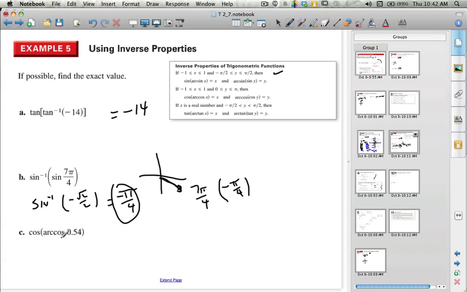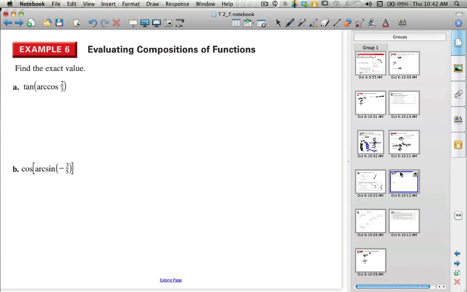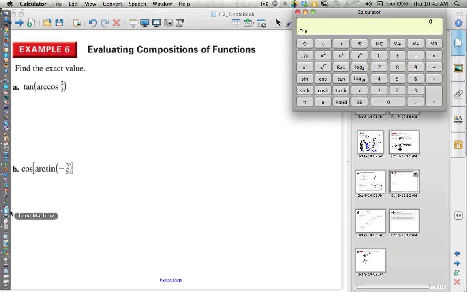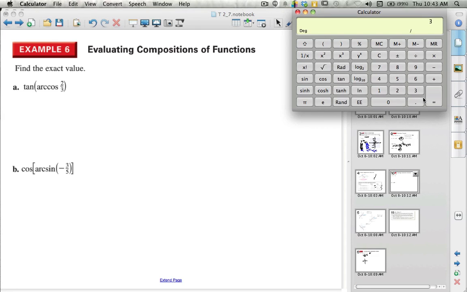And here, cosine, arc cosine, this certainly fits within, it'll just be 0.54, where the cosine and the arc cosine cancel each other out. Okay, that's the way you go through these guys. Now this is a little different. Right, so now we want to do tangent of the arc cosine of 2/3. So if I go ahead and go back to my calculator and I have 2 divided by 3 equals, and I find the inverse cosine, I get 48. And if I go ahead and take the tangent of that, I get 1.12.